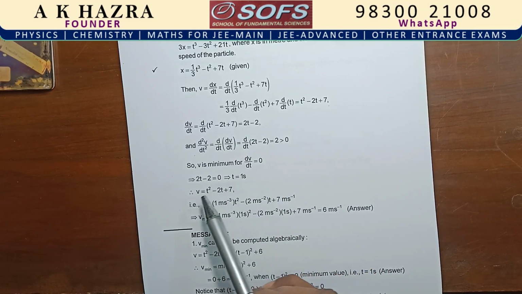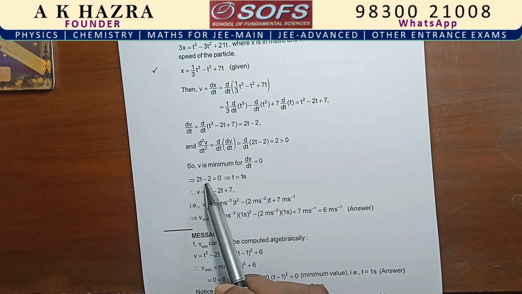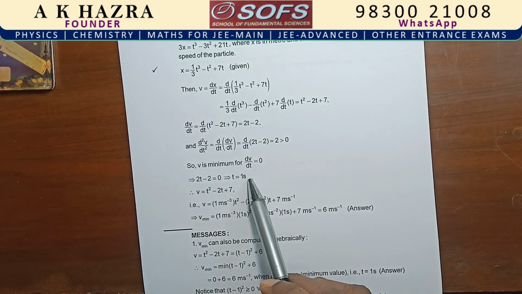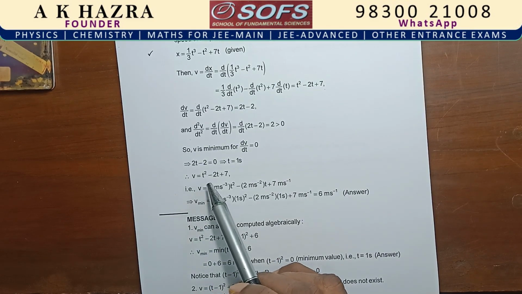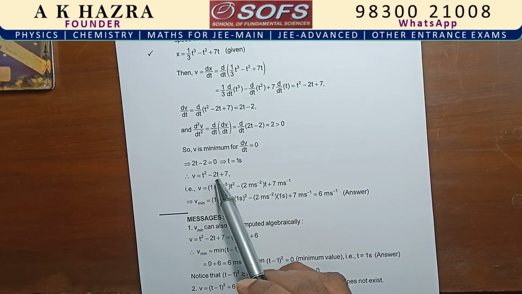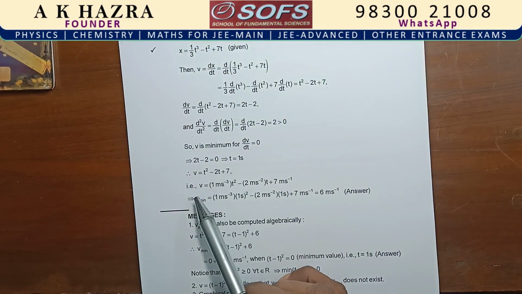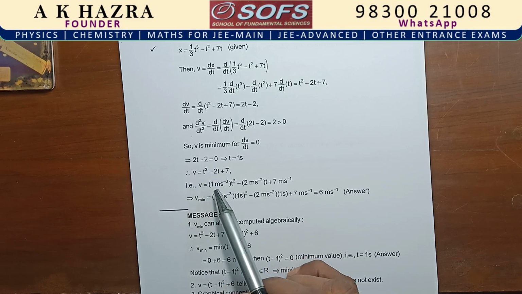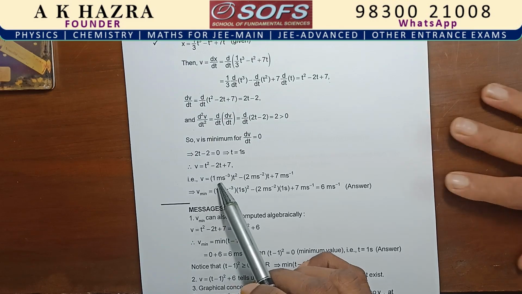You see our result. This implies dv/dt is equal to 2t minus 2. So 2t minus 2 is equal to 0. So t equals 1 second. Therefore v is equal to t square minus 2t plus 7. Yes, that we have obtained here. v is equal to this one. That is, v is equal to, we can have the complete dimension. So 1 must have the dimension.